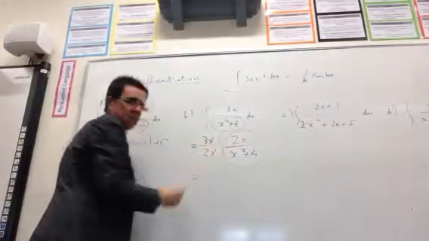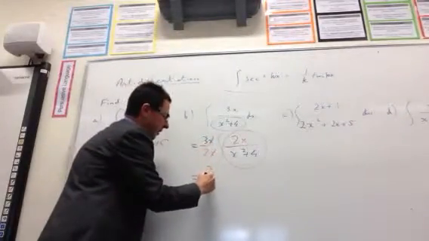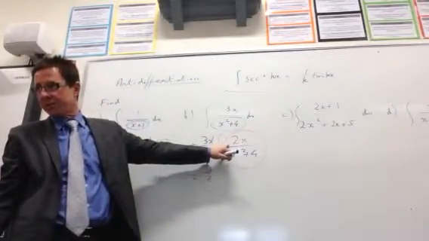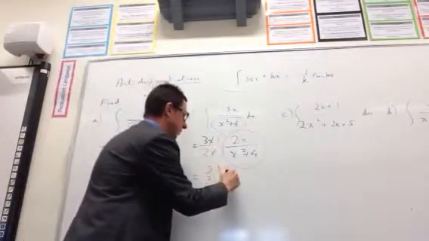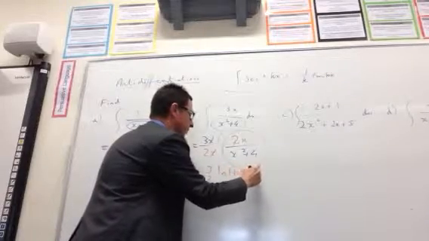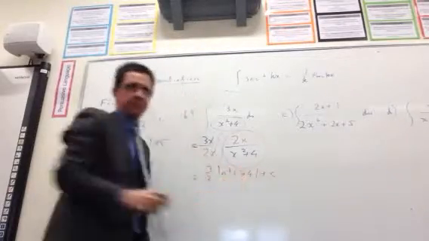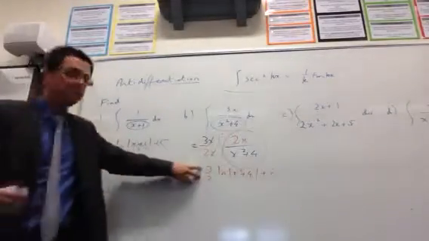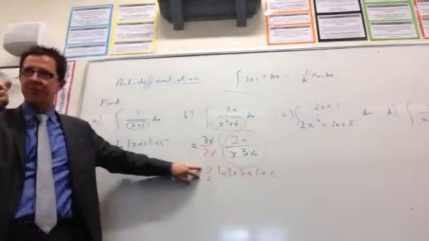The x's cancel. I'm left with 3 on 2. I was jumping up and down for joy because it's a perfect log. Log of x squared plus 4. So 3 on 2 is the adjustment factor.